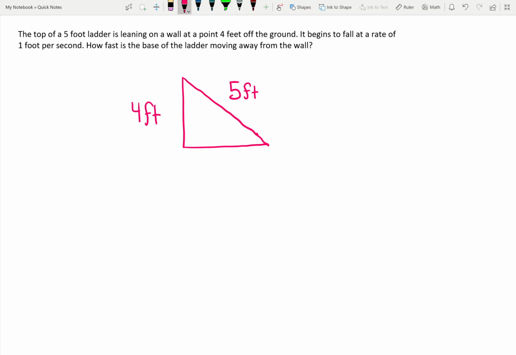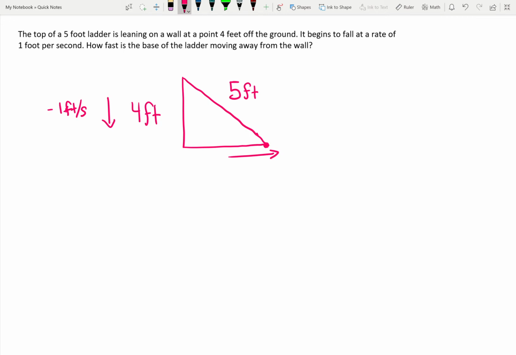And the question is, they're telling us that it's moving at a rate of 1 foot per second. So it's falling vertically down by 1 foot per second. So it's going downward. And they want to know how fast is the base of the ladder, this guy right here, moving outward that way.